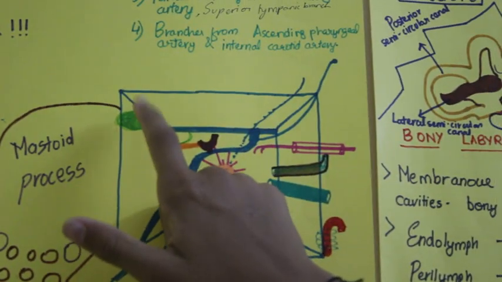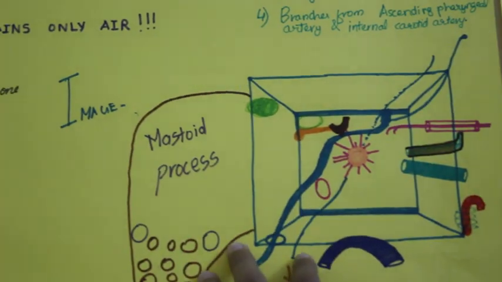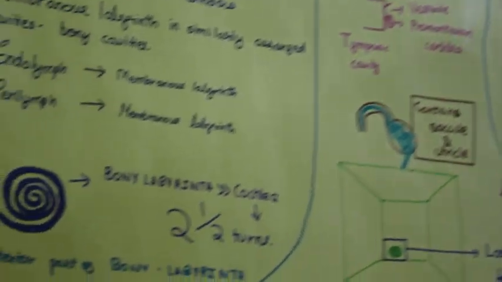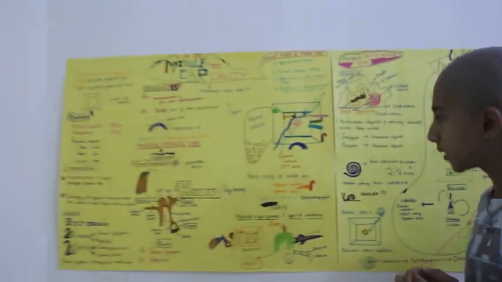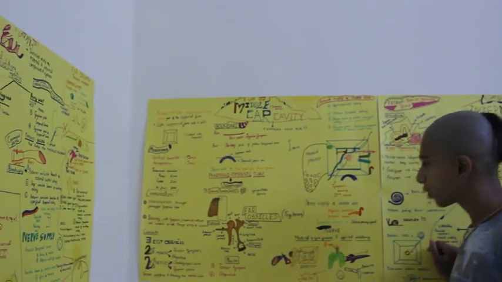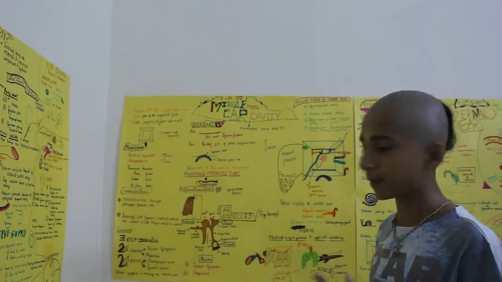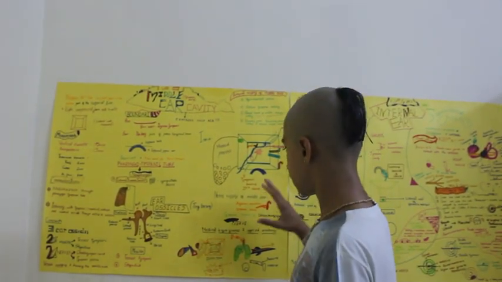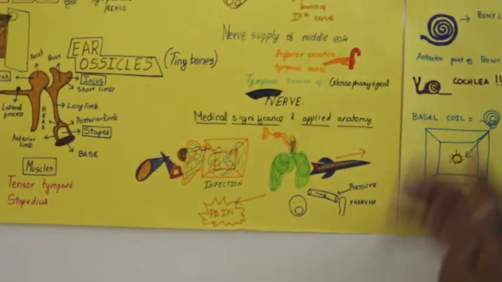And we have the aditus and antrum over here. I explained that also just now. And we have the nerves going through this area, and there are other nerves that pass through the middle ear. We have a few more nerves over there. The nerve supply is the inferior caroticotympanic nerves. They actually surround, they are the sympathetic plexus, and the tympanic branch of the glossopharyngeal nerve also supplies the middle ear. And the medical significance and applied anatomy we shall discuss later.